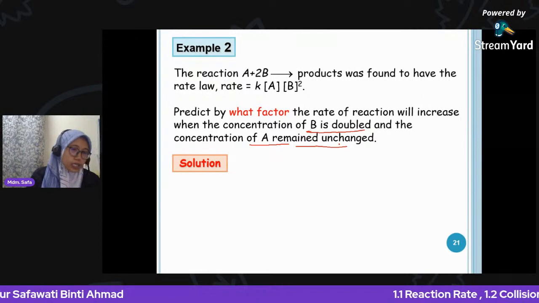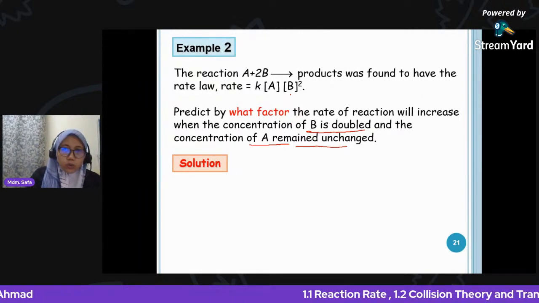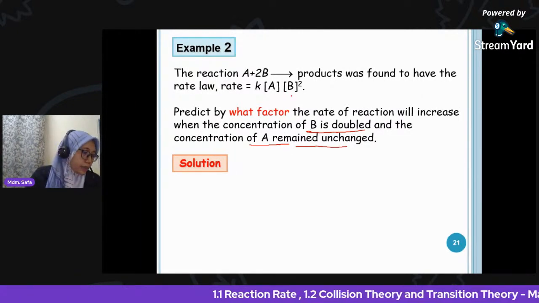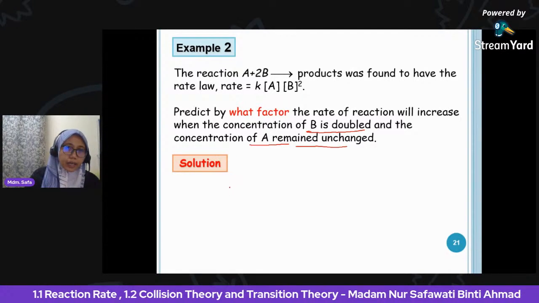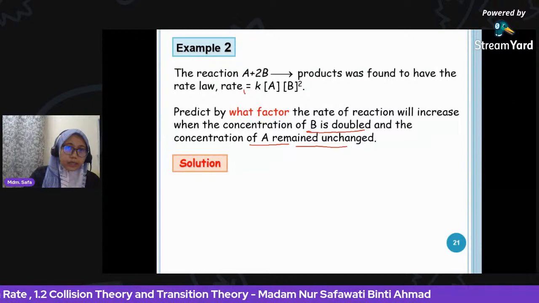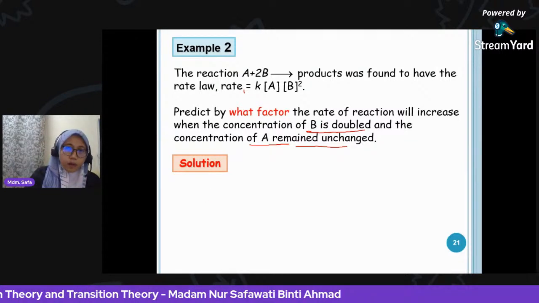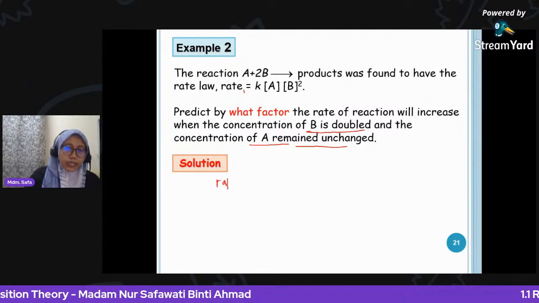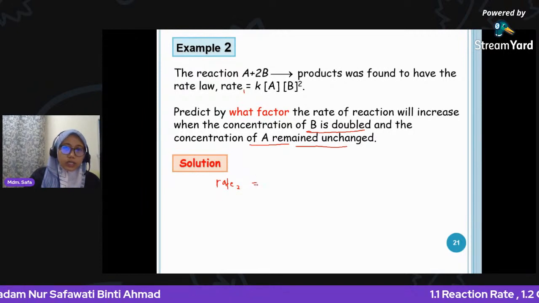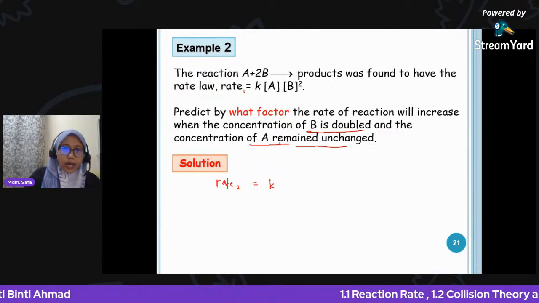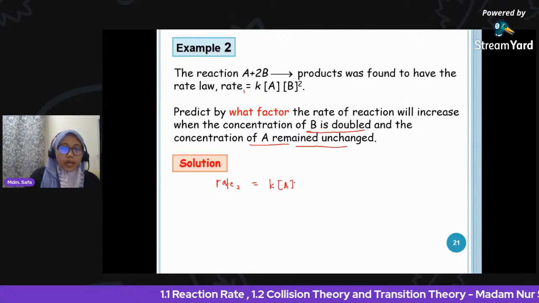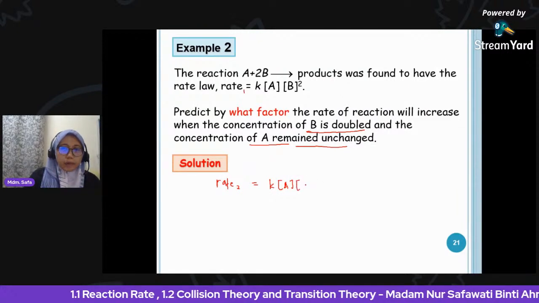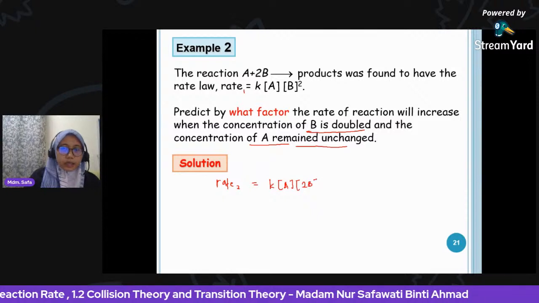Okay, so dekat sini kita tengok, untuk B, bila double, kita tulis balik rate yang baru. Ini katakan rate yang pertama. Bila dia berubah macam ni, dia akan jadi rate yang kedua lah. So, rate is equal to K. A tak berubah. A remain unchanged. So, dia masih sama. And then B, dia jadi double. So, dia letak 2B. Okay, double.